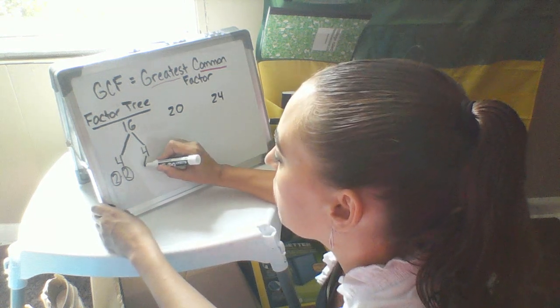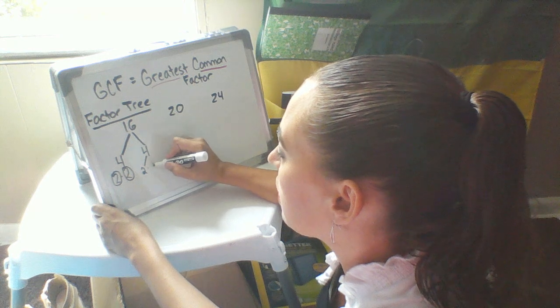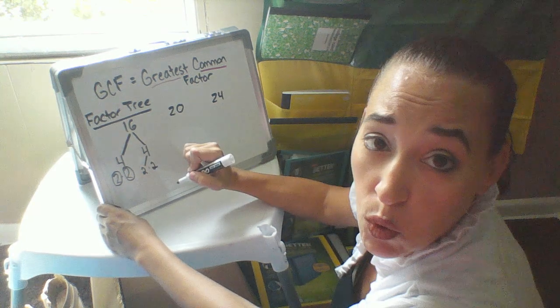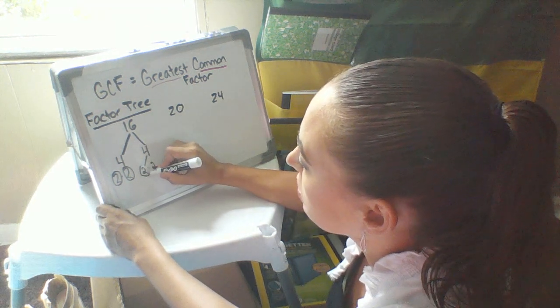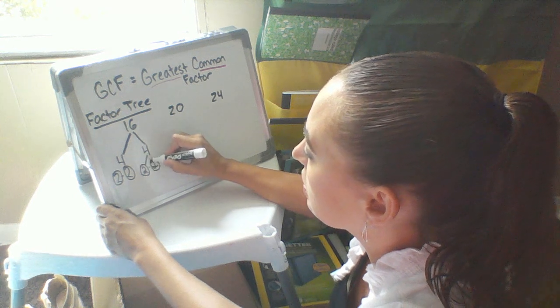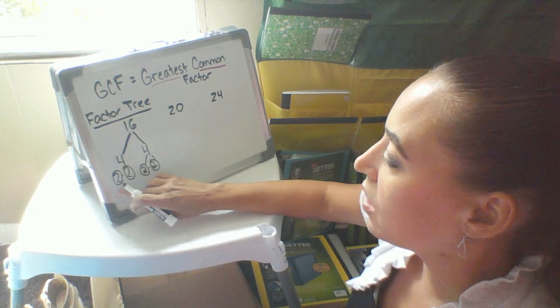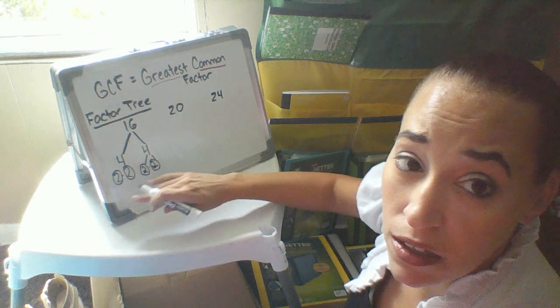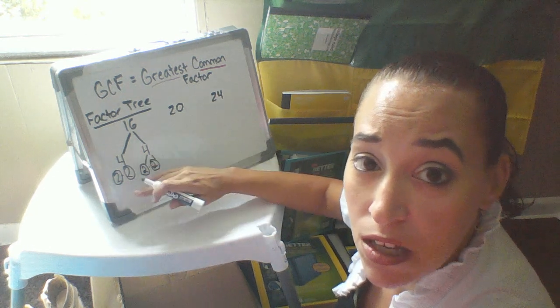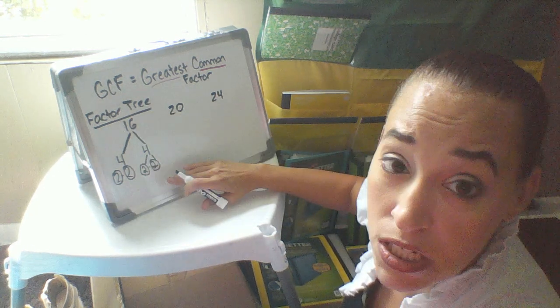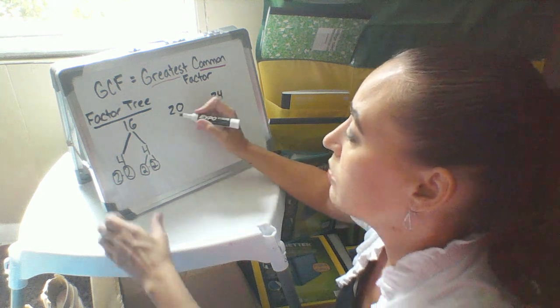I'm going to break this down. 2 times 2 equals 4. And again, I'm just going to circle it to let me know I'm all done with this. Okay, so now I see it's completely done. It's completely factored out. This number is taken care of. I'm done. I'm going to move on to 20.